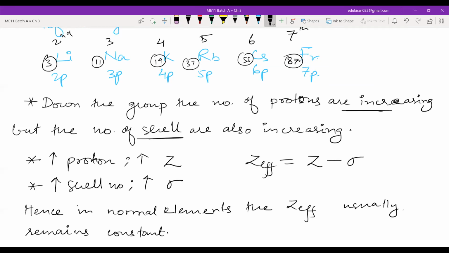There is a proper formula for calculating the sigma, because Z is just the atomic number. If you can calculate the sigma, then you will get the Z effective. There is a way to calculate the sigma, but you don't have to do that. You just have to have a qualitative idea of what is happening, such that you can explain to anyone. If protons increase, the atomic number increases, the nuclear charge increases, but the shell number is also increasing. That is why the screening effect is increasing, and hence the Z effective is usually constant.